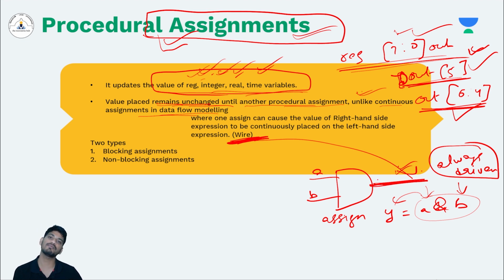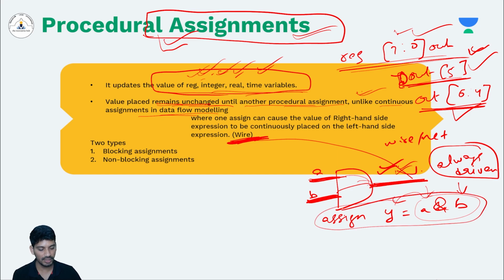Remember, it is very simple. Which data type will be always driven, whether it is register or wire? The wire, or net we can call. It is an always driven data type because it is not waiting for anything. In case of register, it will wait and then it will drive the output. But in the case of wire, it will not wait. It will execute whenever there is a change in input. So the always driven data type like wire is used in case of data flow modeling.